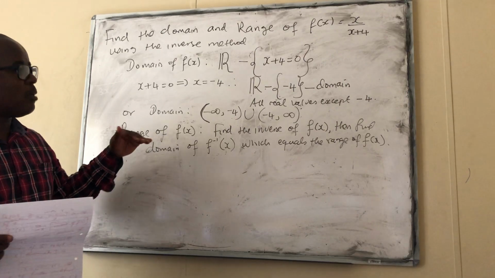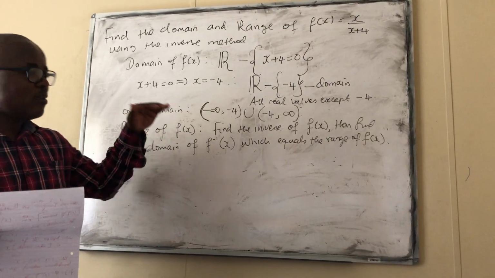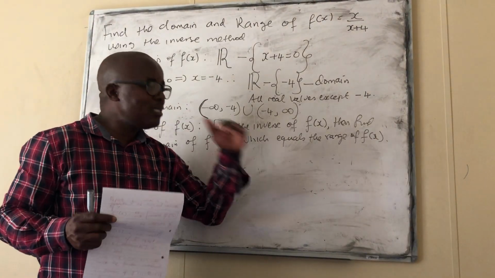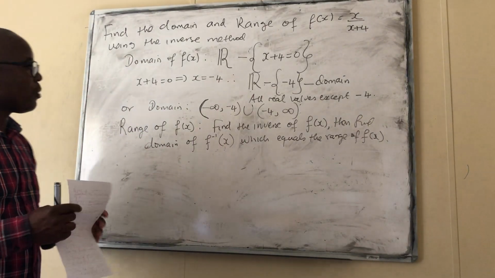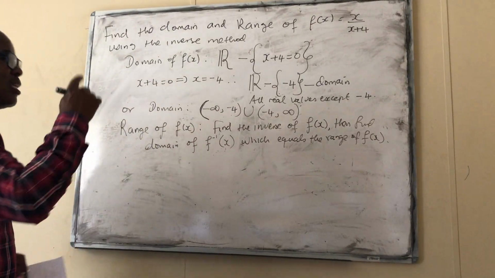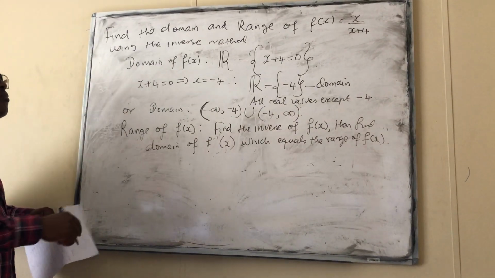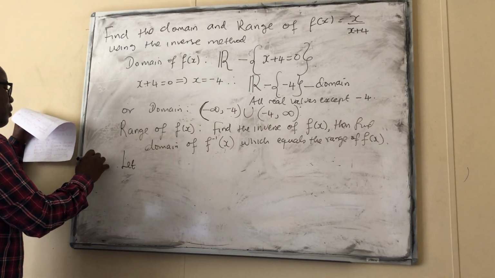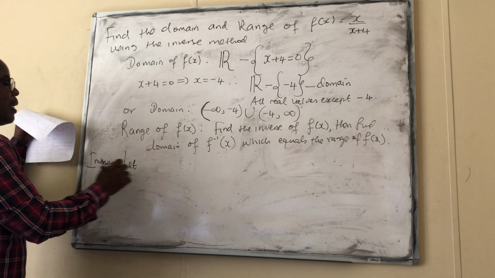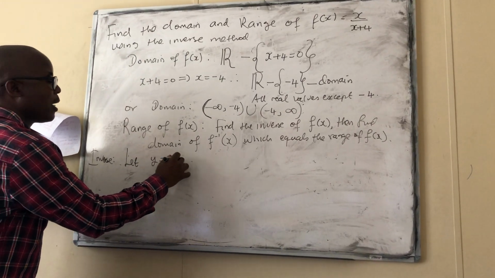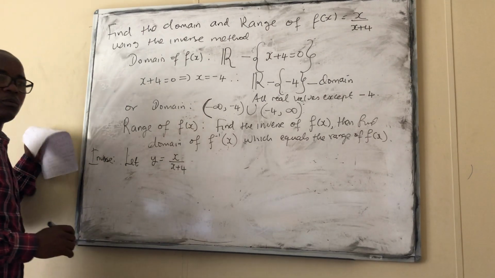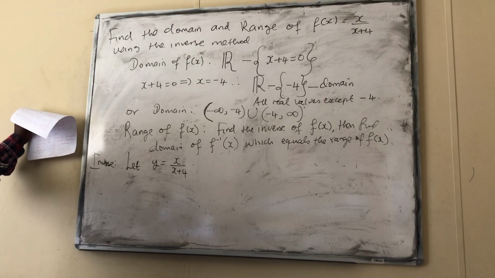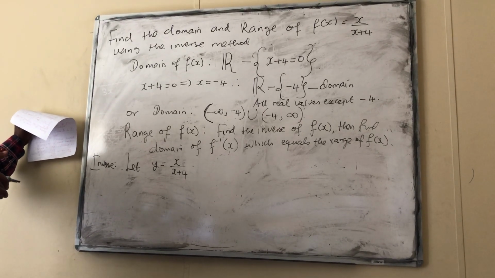But here, because we are using the method of inverse, once you have found the inverse, you then find the domain of that inverse. The domain of that inverse is the range of the function. So that's how we get to the range of the function. So let's find the inverse of that function. We would say let y equals x over x plus 4. That's how we find the inverse.